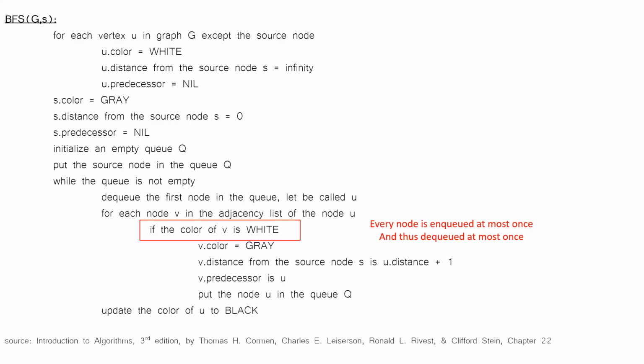Here's a pseudocode for the algorithm. It's essentially the same process that I walked you through with the example. This algorithm enqueues every node at the very most one time and dequeues every node at the very most one time. So it runs linearly to the number of nodes and edges in the graph.